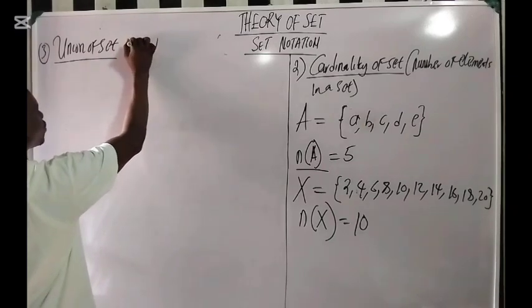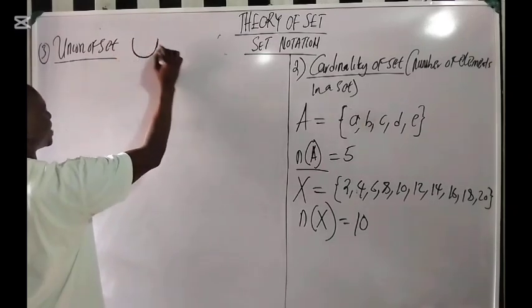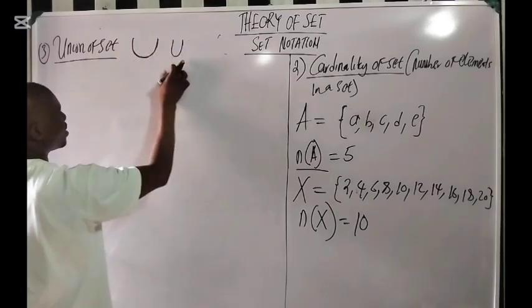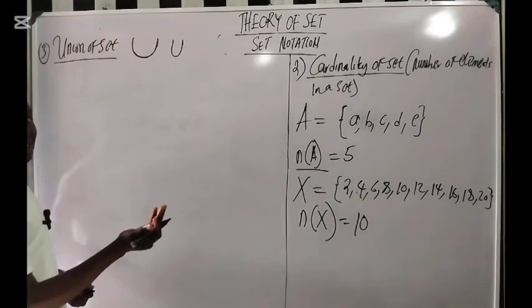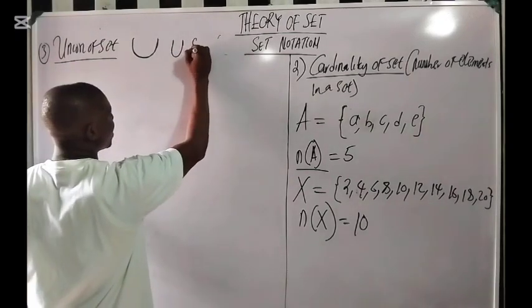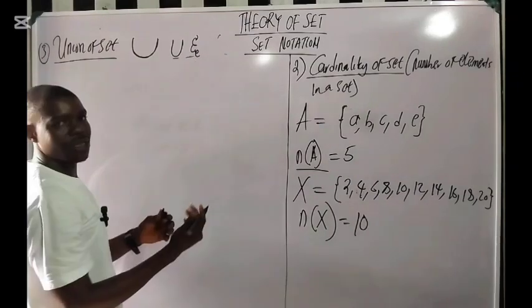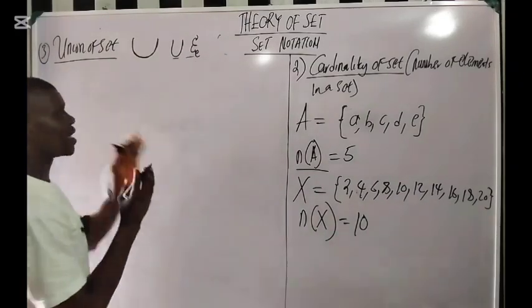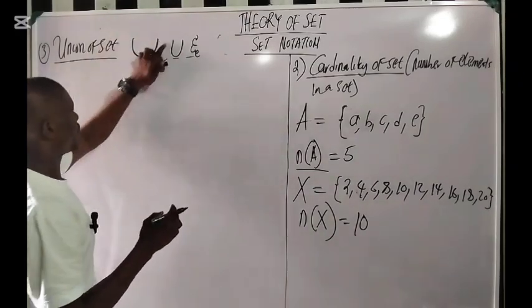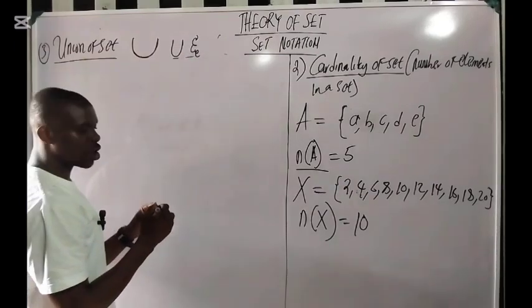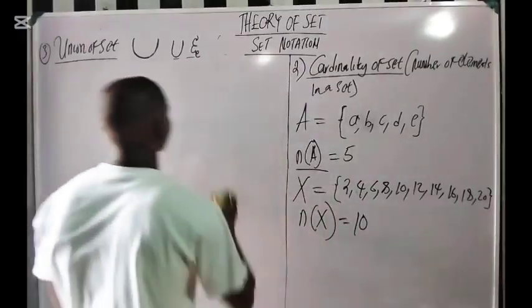This means the union of sets. It's not this one, it's not U. Remember, U means universal set. U and this are the same, right? These two are called universal set. But when we talk about the union of sets, you're talking about this one here, not U. So just note the difference.